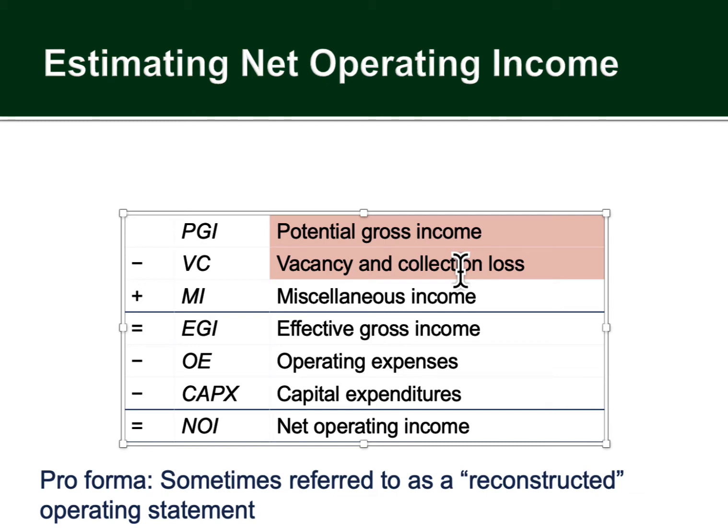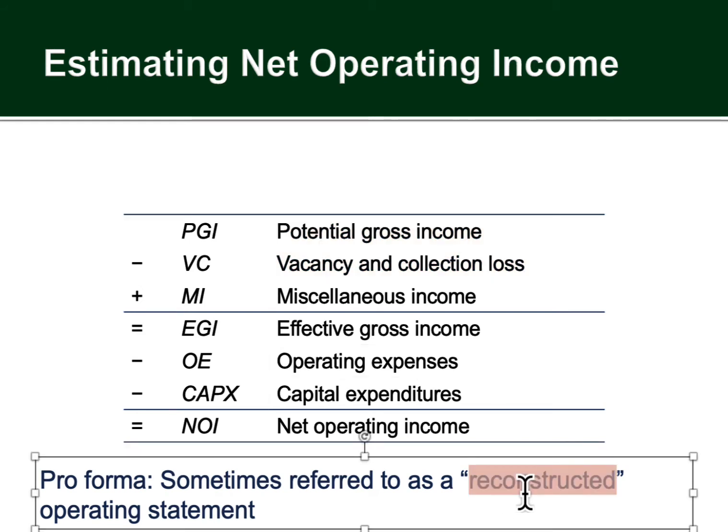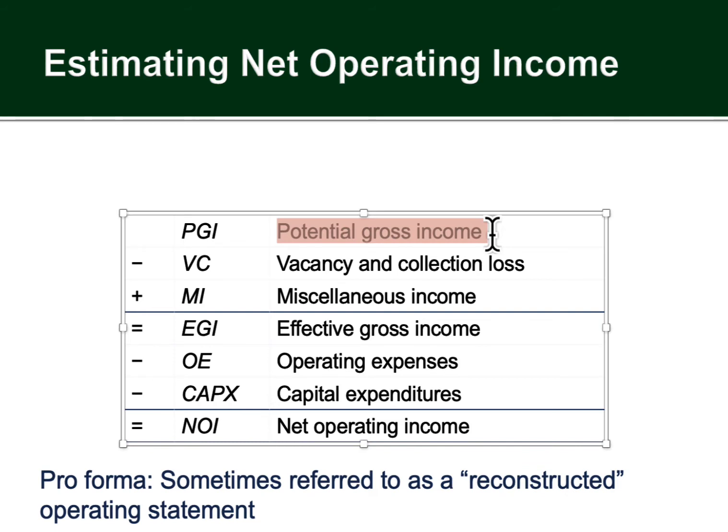And this approach of using market-based figures rather than figures directly from the property's financial statements is called building a reconstructed operating statement. Okay, so potential gross income is the income that this property would receive or be expected to receive if 100% of those units were rented out, and then we subtract vacancy and collection loss. And then after vacancies, we add back miscellaneous income.